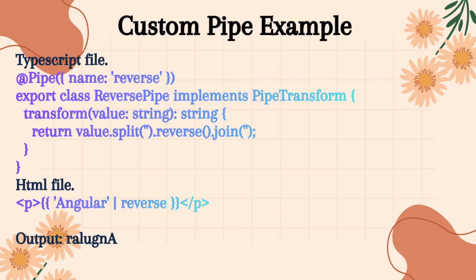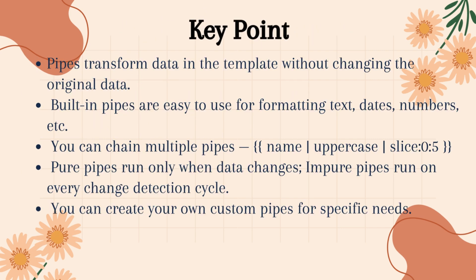HTML file. Here, we are using the pipe just like any other Angular pipe. We pass the string, Angular, through the reverse pipe. So that's how you can create your own custom pipe in Angular. It's super useful when you want to perform repeated transformations, like reversing text, formatting data, or applying custom logic directly in your templates. Key points to remember.